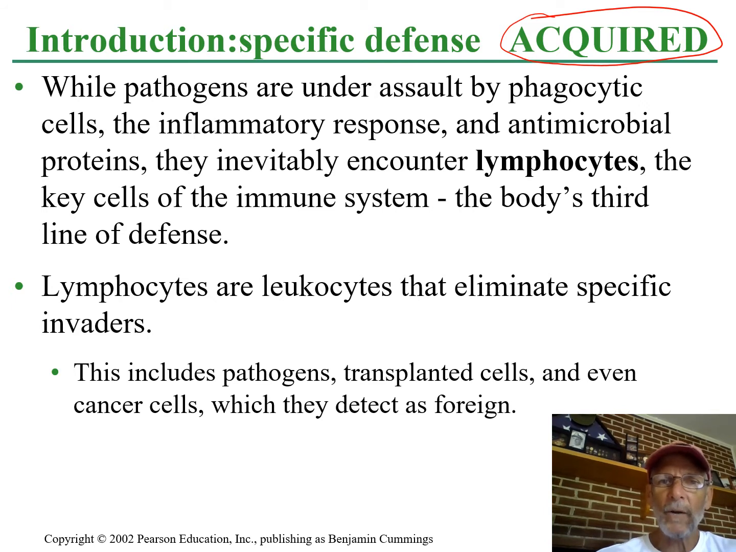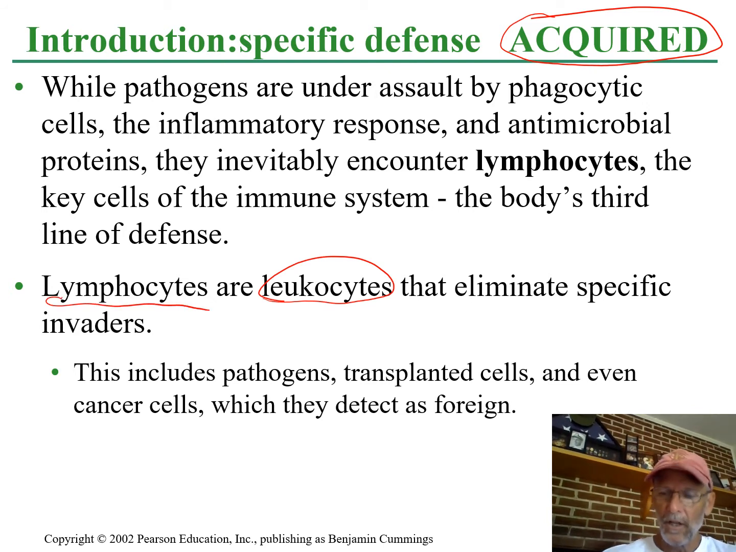So here we're now getting to the specific defense system, the one that used to be called the immune system specifically because it leads to immunity. But now this is again called the acquired immune response. It involves those white blood cells that are called lymphocytes. And again, there's two kinds of those.